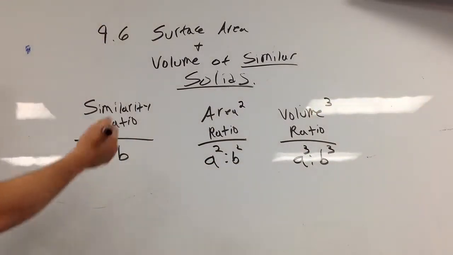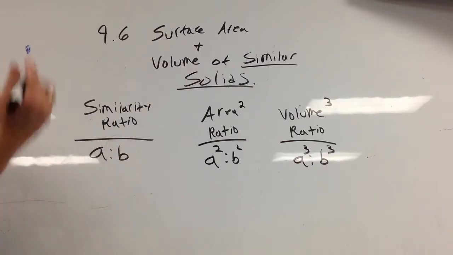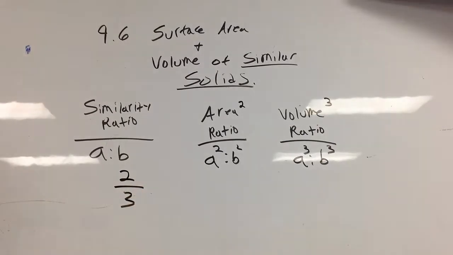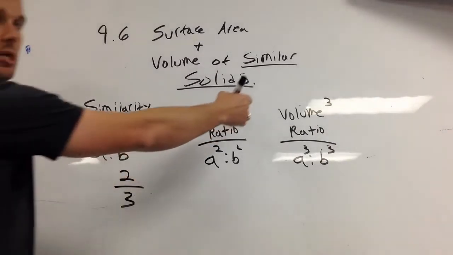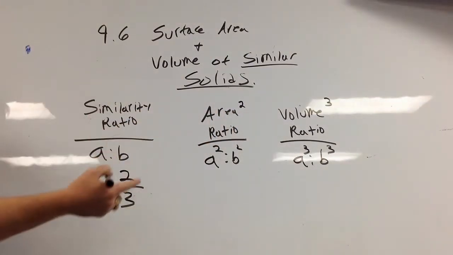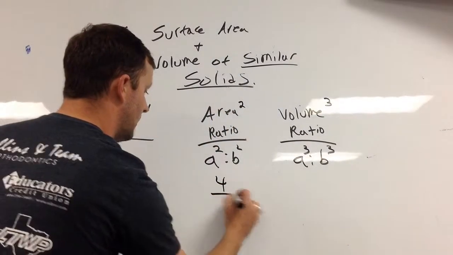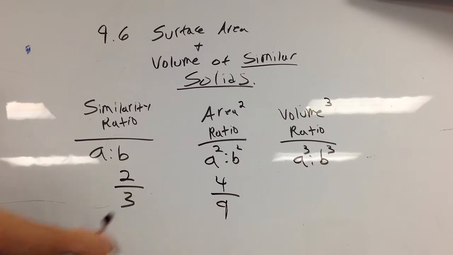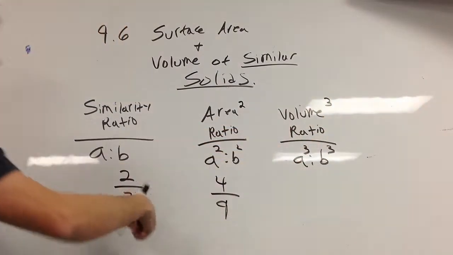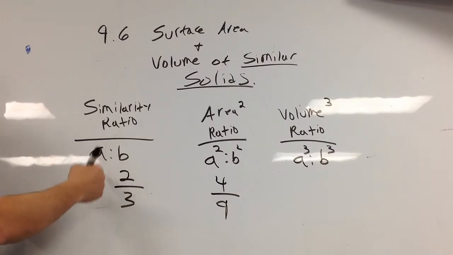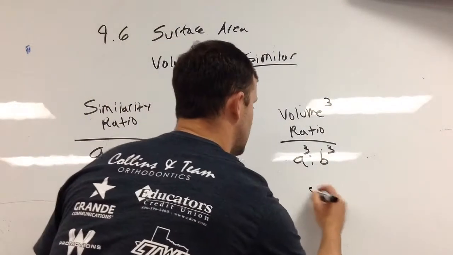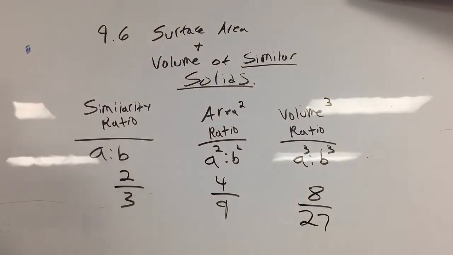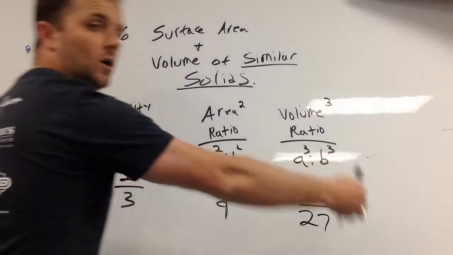So for instance, let's do something easy. Let's say I had a similarity ratio of 2 to 3. So to find the area ratio, I would take the similarity ratio and square it. So 2 times 2 is 4, 3 times 3 is 9. So my area ratio would be 4 over 9. And now to find my volume ratio, I would take the similarity ratio and cube it. So 2 times 2 times 2 is going to be 8, and 3 times 3 times 3 is going to be 27. So that's how it would work for all three of those ratios.